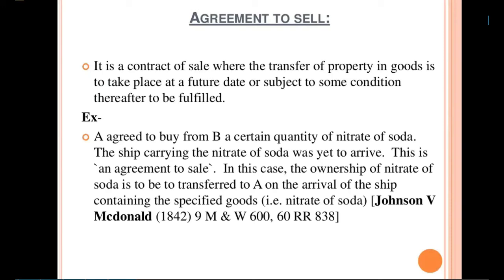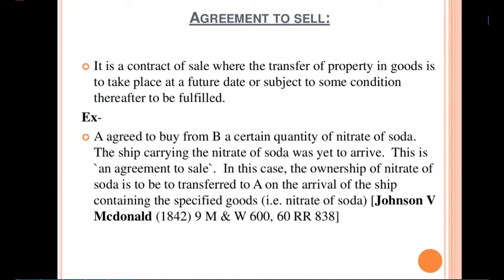Agreement to sell is a contract of sale where the transfer of property in goods takes place at a future date or subject to some condition thereafter to be fulfilled. In a sale, the person immediately transfers his ownership of goods to the next person. But the agreement to sell comes with a future contract, future goods.